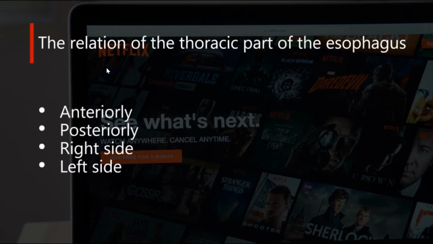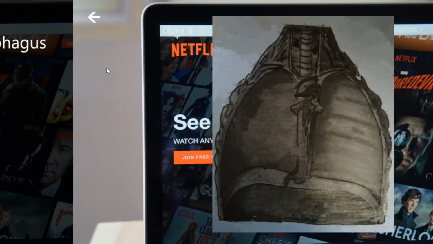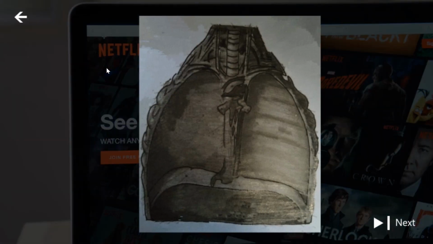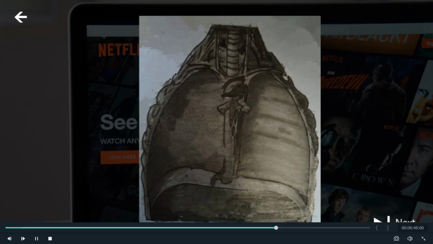The relations of the thoracic part of the esophagus: anteriorly, posteriorly, right side, and left side. Anteriorly: the trachea and the left recurrent laryngeal nerve, the left principal bronchus, which constricts it, and the pericardium, which separates the esophagus from the left atrium. Posteriorly: the bodies of the thoracic vertebrae and the thoracic duct, the azygos vein, the right posterior intercostal arteries, and, at its lower end, the descending thoracic aorta.